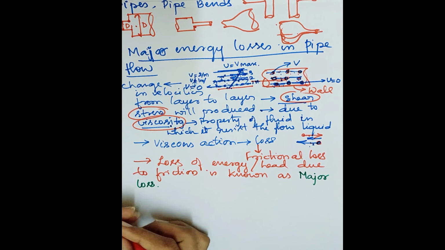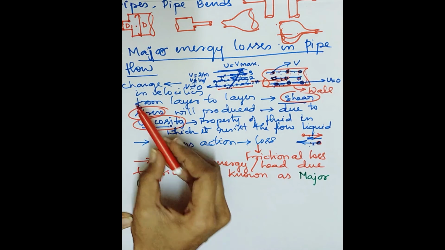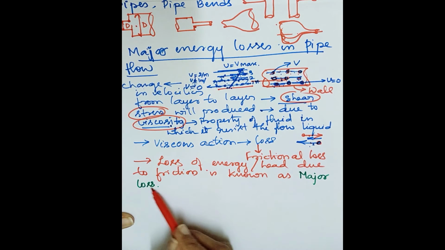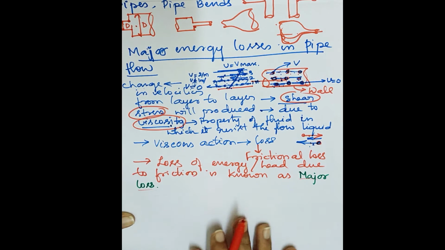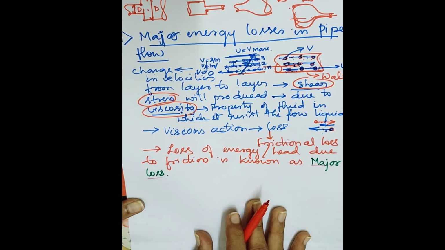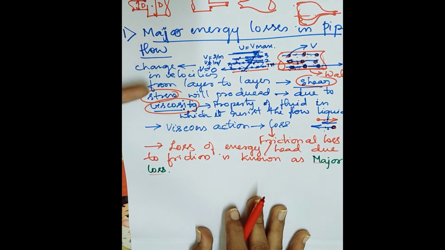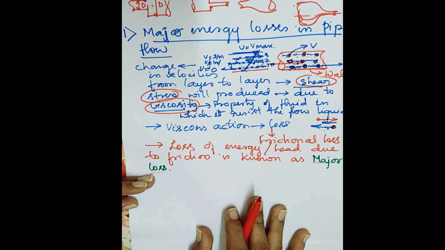So next you have Darcy-Weisbach equation, which is a very important derivation. Once we understood what the major energy losses are, now we have to calculate them. As I have told previously, we have two formulas to determine these major losses. The first formula is the Darcy-Weisbach formula.